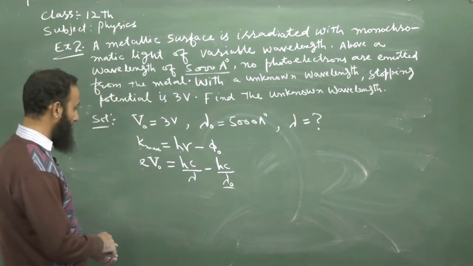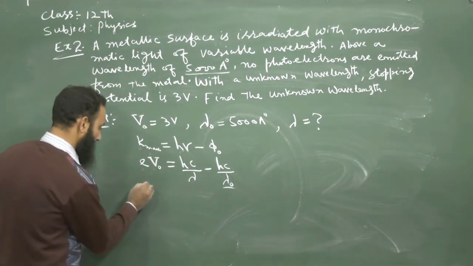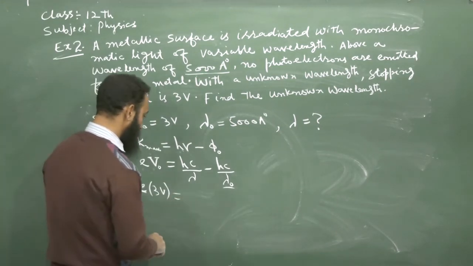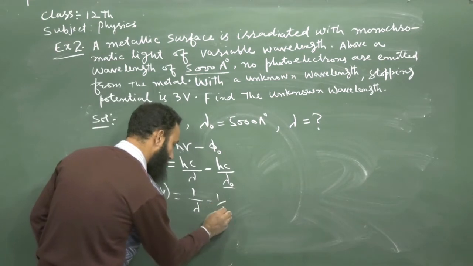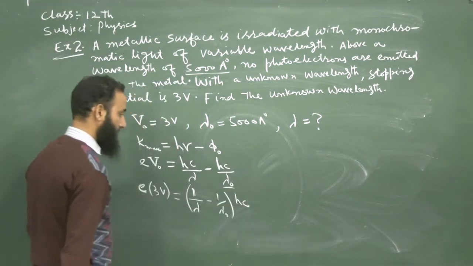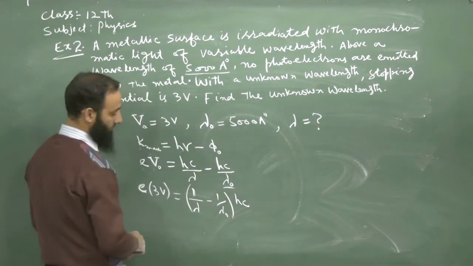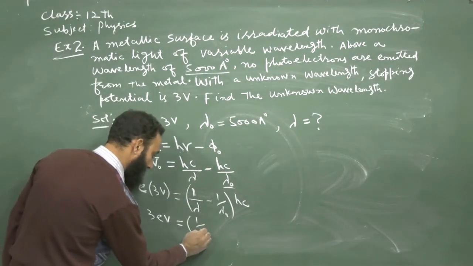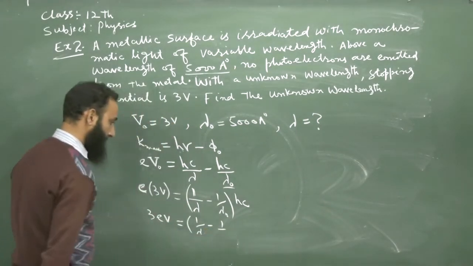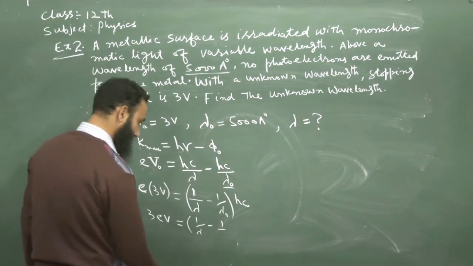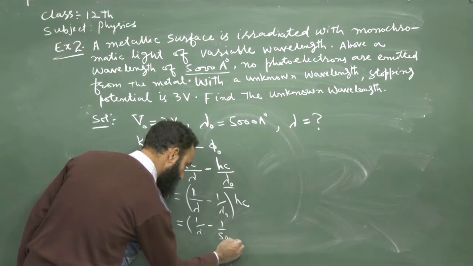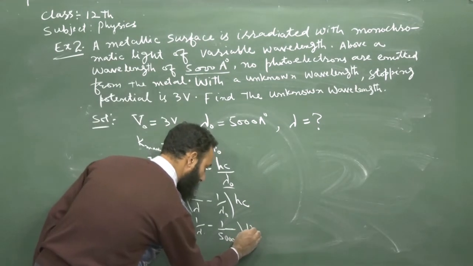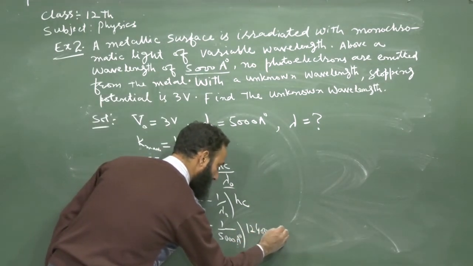Now, substitute the corresponding values. You can write it as, e into V naught, which is 3 electron volt, is equal to hc into 1 by lambda minus 1 by lambda naught. So 3 electron volt is equal to 1 by lambda minus 1 by 5000 angstroms, where hc is 12400 electron volt angstroms.